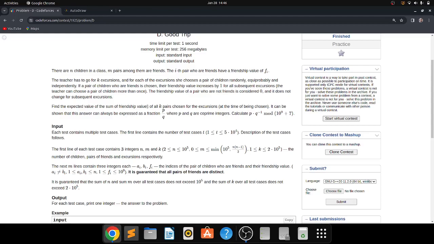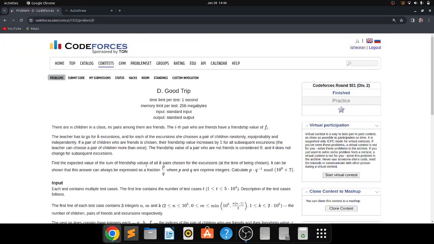Okay, so you are given in the input n, m, k and your m pairs. For each pair you are given a and b, which represent the children, a and b are friends and their friendship value is f_i. Okay, so let's see how you can find the answer.